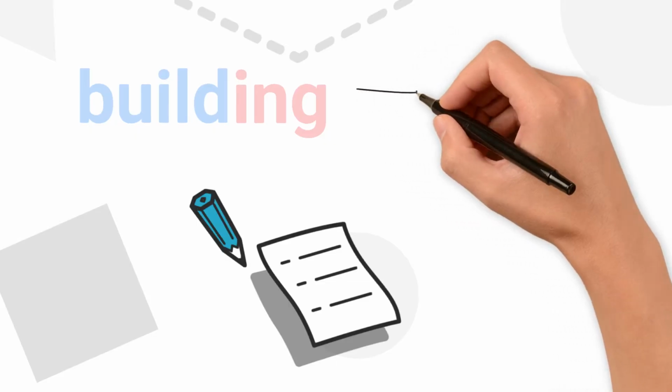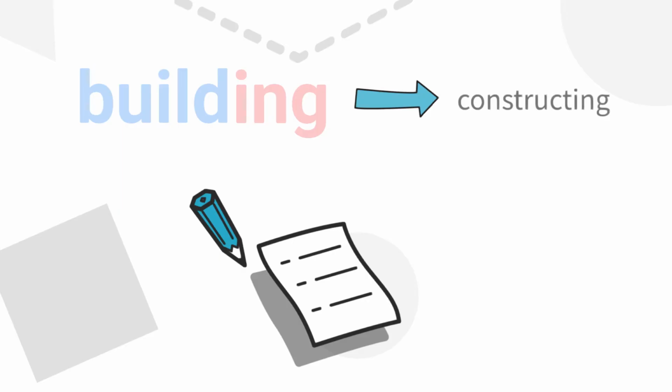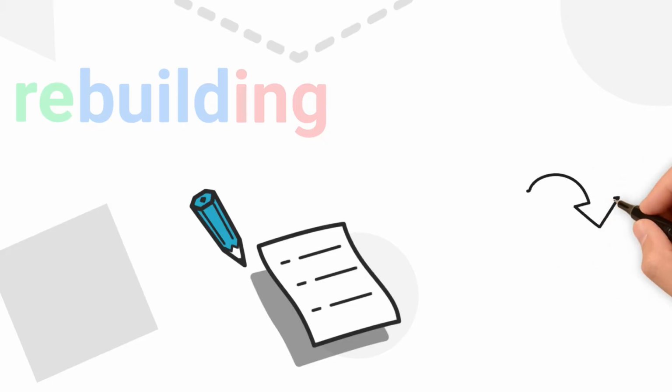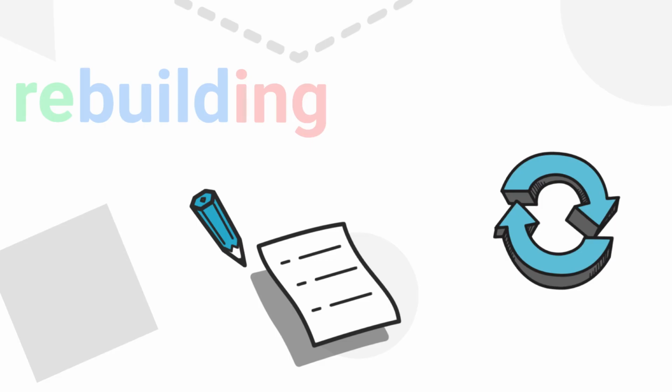Let's look at this one. Building. What does building mean? Can you use it in a sentence? If you're building, you might be constructing, as in building a new home, shaping, as in building the culture of our school, or growing, as in the tension was building. In this word, rebuilding, something has either been damaged or destroyed, and we need to rebuild it over again. We need to redo it.